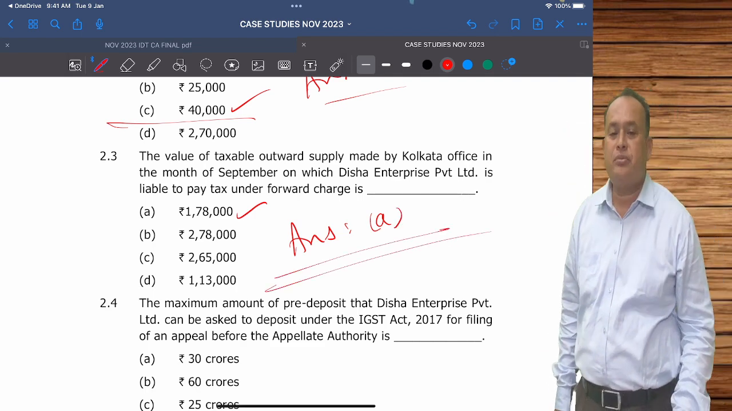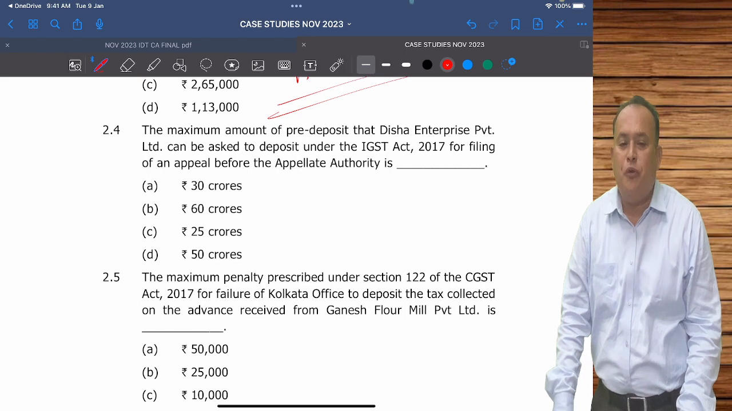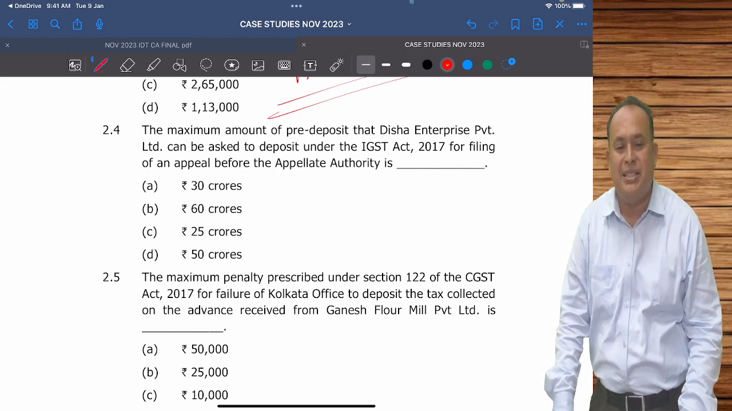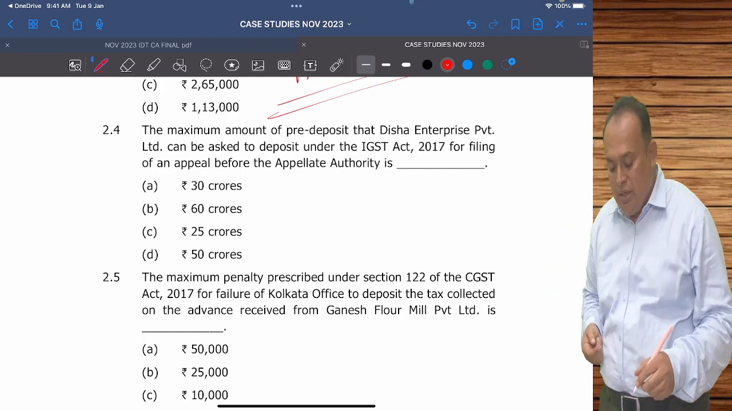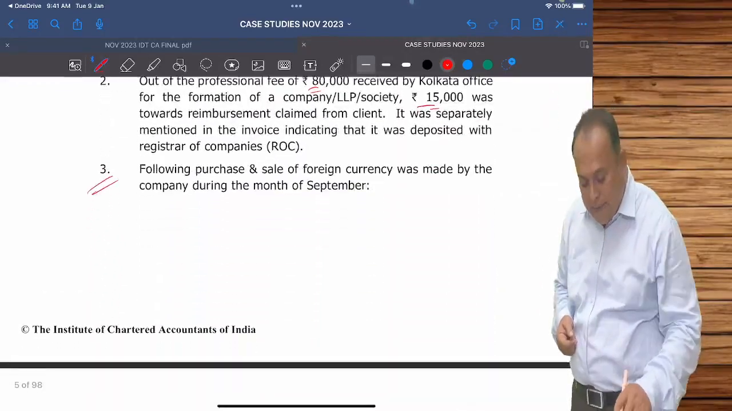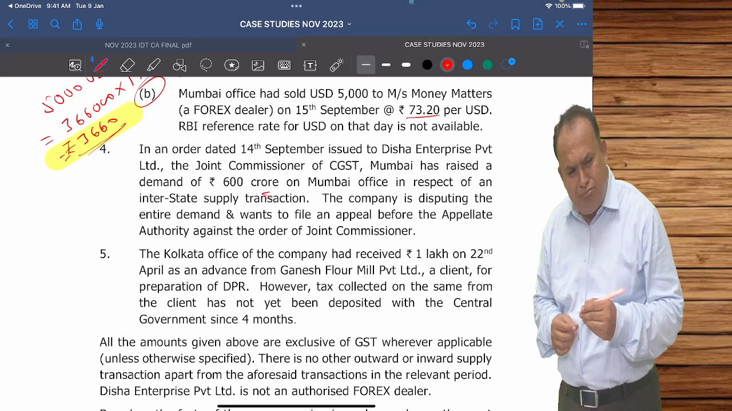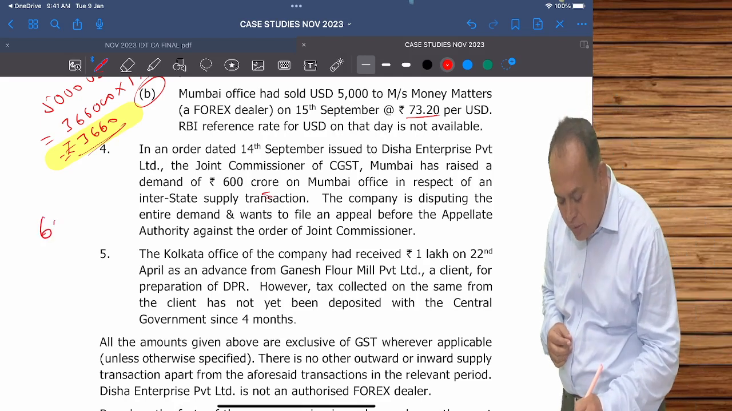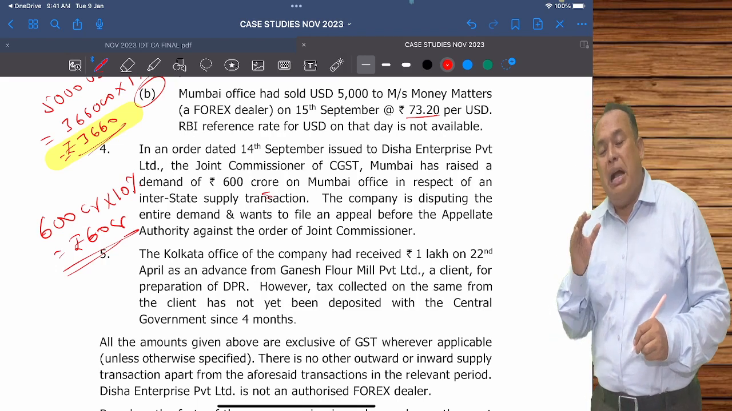Got the clarity, my dear friends? Further, point number 4, 2.4. The maximum amount of pre-deposit that Disha Enterprises Limited can be asked to deposit under the IGST Act for filing an appeal before the appellate authority. Pre-deposit is there when you go for appeal to the Commissioner Appeals. Here 600 crores are demanded by the Assistant Commissioner. Then you have to go for appeal to the Commissioner Appeals. In that case, out of 600 crores, 10% pre-deposit. 10% of how much here? 60 crores coming. Sir, maximum amount is there, sir.